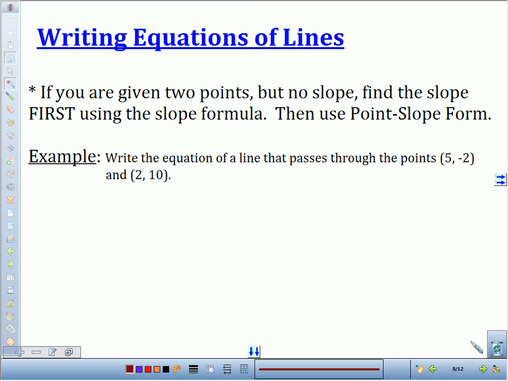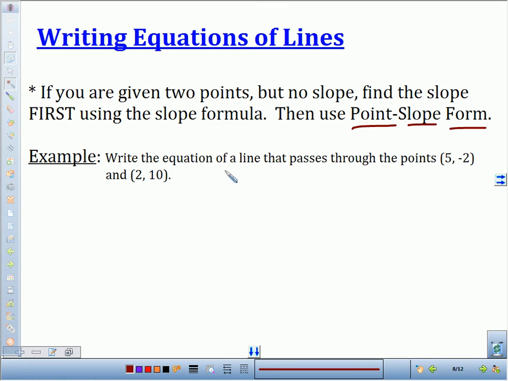All right, if I'm given 2 points but no slope, in other words, I'm told that a line passes through these 2 points, the first thing I need to do is find the slope. I can't use point-slope form until I find the slope. Once I've found the slope, then I can use point-slope form, which is what I used in the last example. That's y minus y1 equals m times x minus x1.